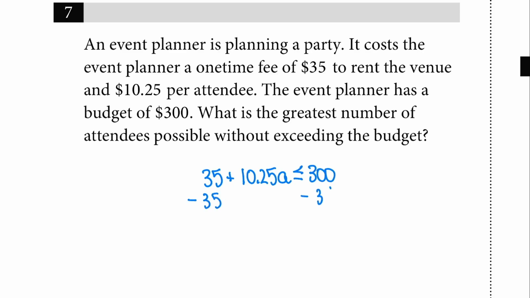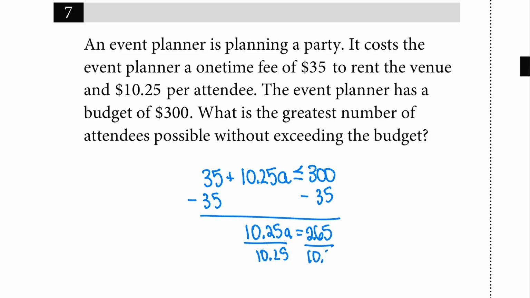So let's subtract 35 from both sides, and we're going to get 10.25a equals 265. Then we can divide both sides by 10.25, and that's going to give us a is less than or equal to 25.85. So the greatest number of attendees without exceeding the budget is going to be 25.